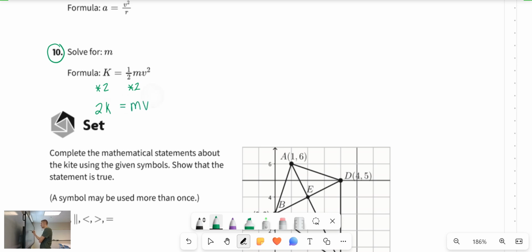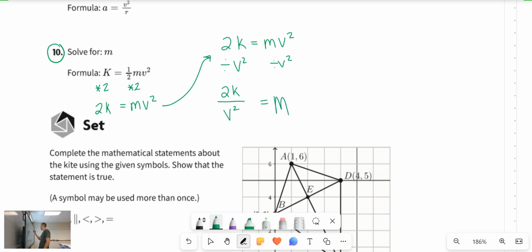equals mv squared. And we're going to take this up here. 2k equals mv squared. Then we're going to divide both sides by v squared. And we get 2k over v squared equals just the m is left. All right, so we're done with that one.